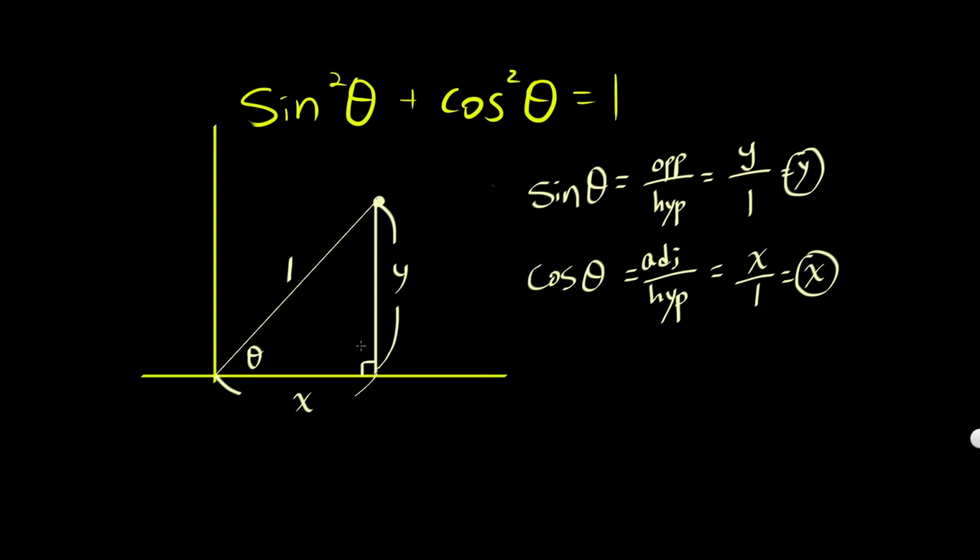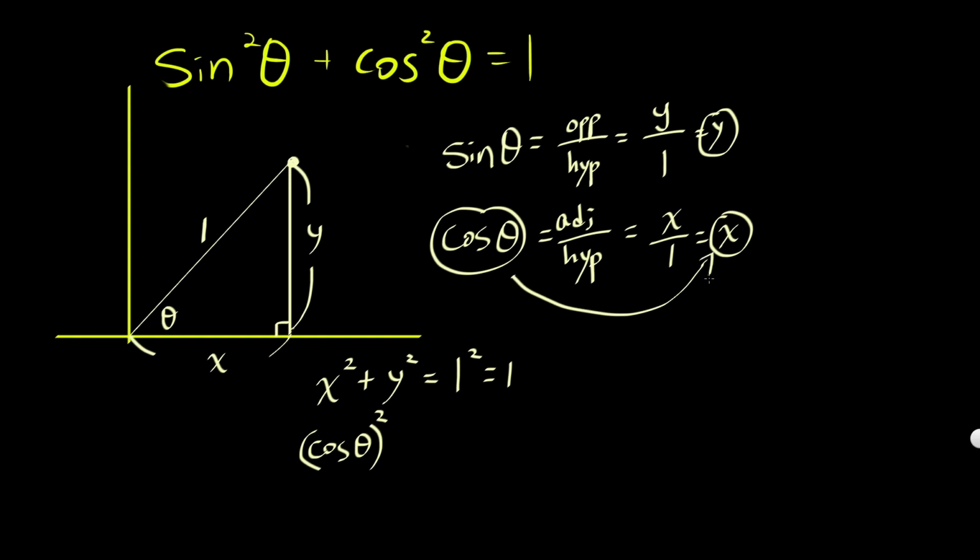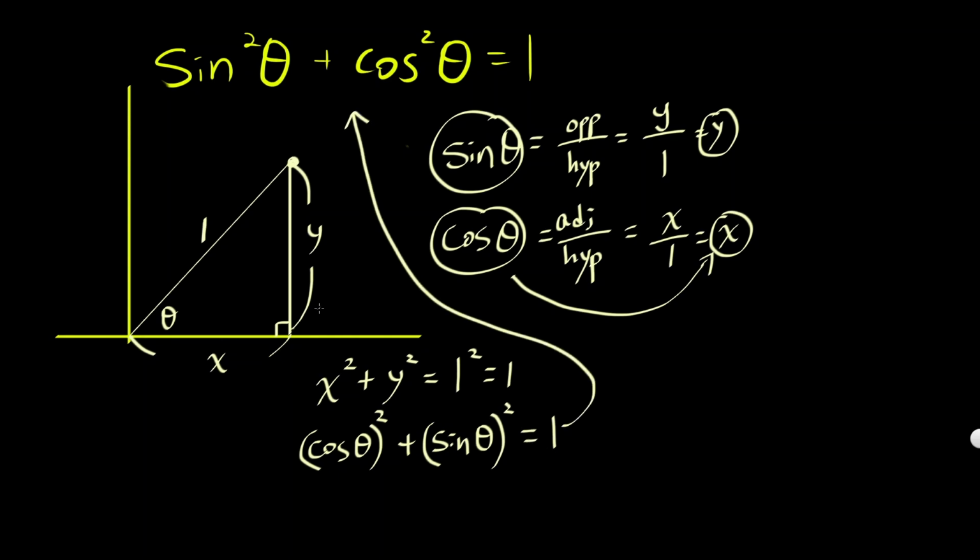If you look at this right triangle, we have the Pythagorean theorem: one leg of a right triangle squared plus the other leg squared must be the hypotenuse squared, which is 1. 1 squared is 1. So instead of x squared, I'm just going to plug in cosine of the angle, the whole thing squared, because that's what x is equal to. Plus, instead of y, I'm going to plug in sine of that angle. So sine theta, the whole thing squared, must be 1. That's why we have this Pythagorean identity.